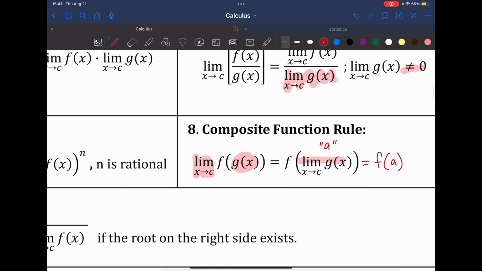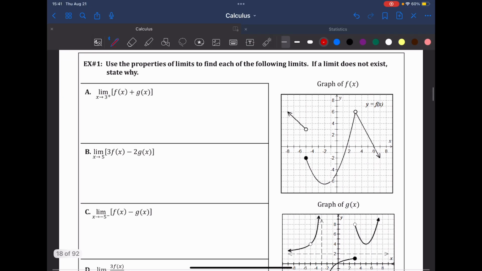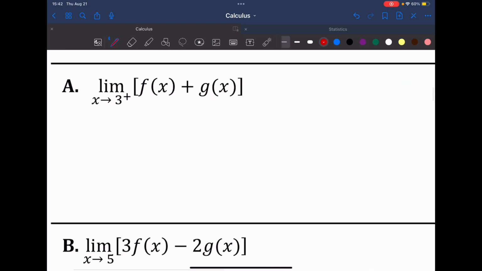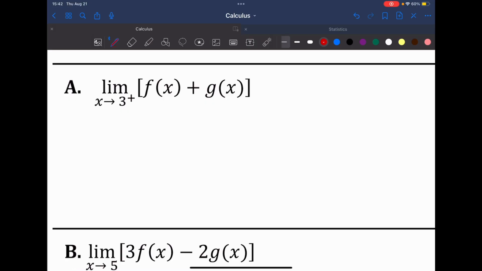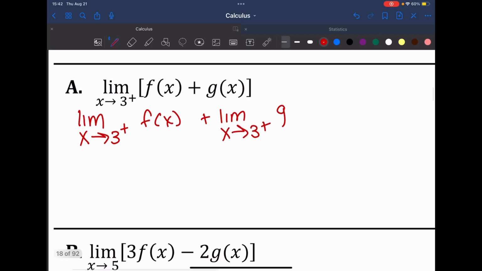So let's look at some examples. Example 1 wants us to look at all of these and then first use the properties to expand these properly and then try to find the limits. If the limit does not exist, we have to explain why. So starting with A, we have the sum rule. So I can rewrite this as the limit as x approaches 3 from the right of f of x plus the limit as x approaches 3 from the right of g of x.